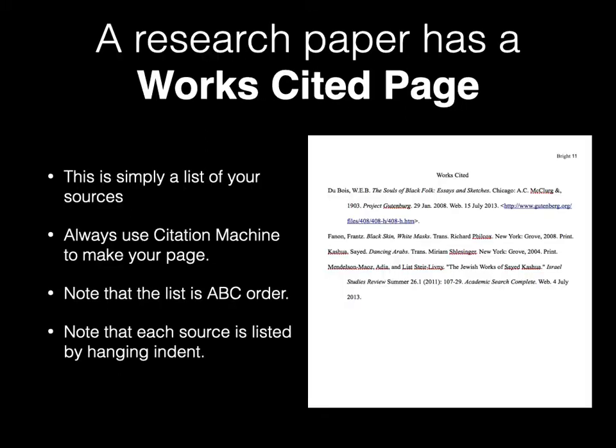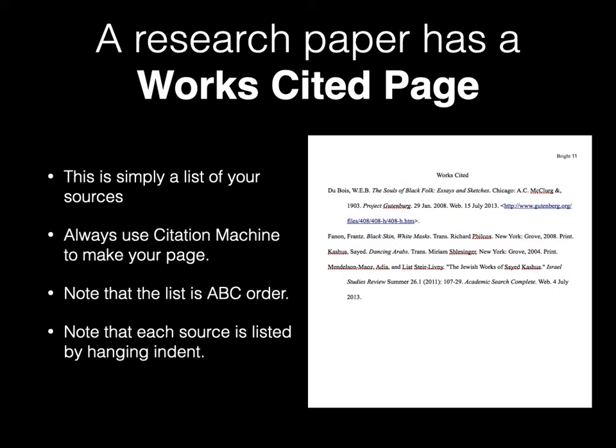So your works cited page looks like this. It's simply a list of all your sources. Note that it's in alphabetical order. It goes D, E, F, and so on. Note that each source is listed by hanging indent. So this is one source. The second and third line are scooted over so it's easy to see where a new one starts.